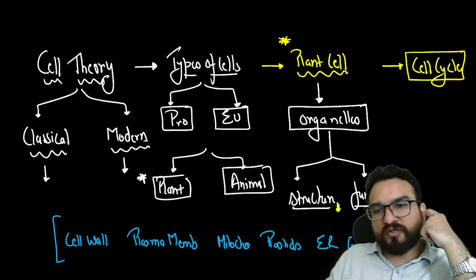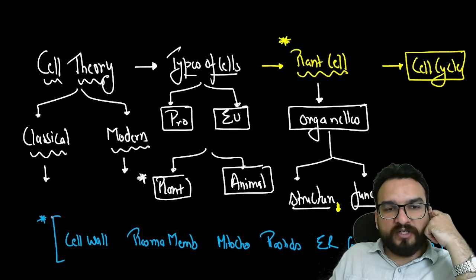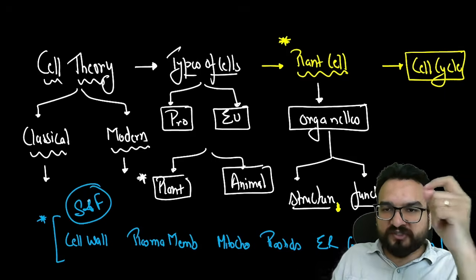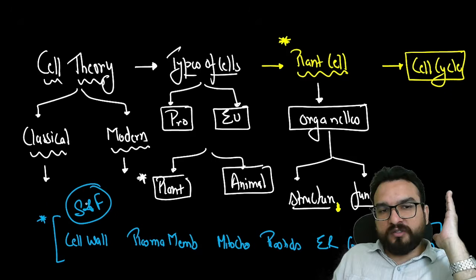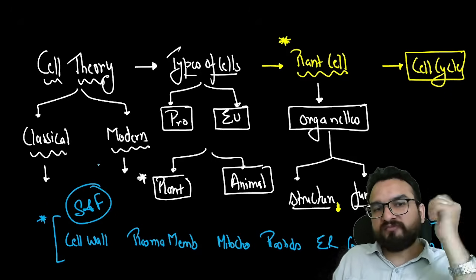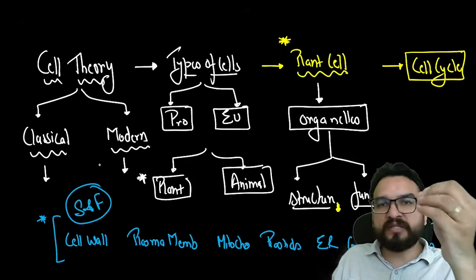7 organelles you have to focus upon, and there you will be focusing upon what the structure is and what the function is. What is the structure? What are the functions? Structure naming you should know so that you can draw a schematic diagram. A diagram should be there. Functions, 5 functions you should know, not more than that.